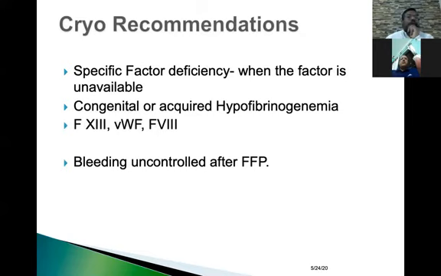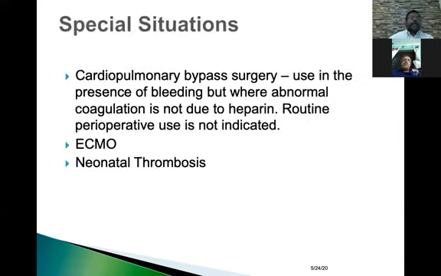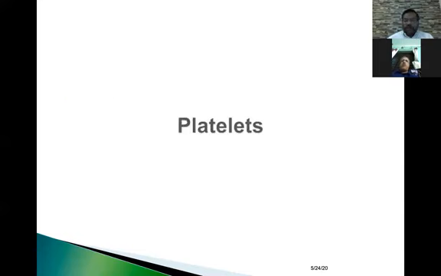What are the recommendations for cryoprecipitate transfusion? Cryo is specifically reserved for specific factor deficiency when the factor is unavailable. Congenital or acquired hypofibrinogenemia remains the most important recommendation, along with factor 13 deficiency, von Willebrand deficiency, and factor 8 deficiency. It is also given when the bleeding is uncontrolled after giving FFP. There are some special situations where these products can be used, especially cardiopulmonary bypass surgery, ECMO, and neonatal thrombosis.